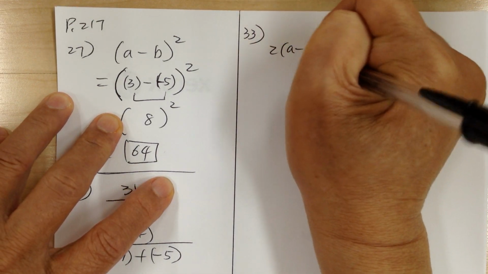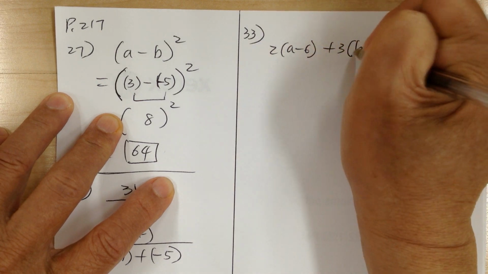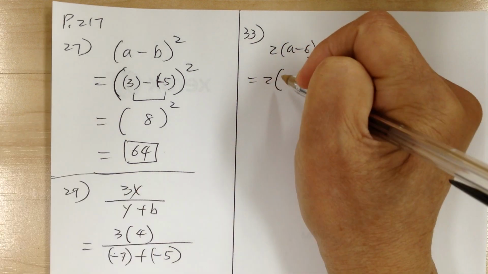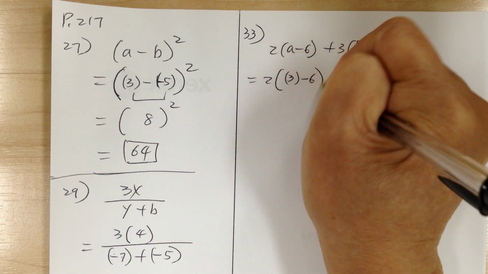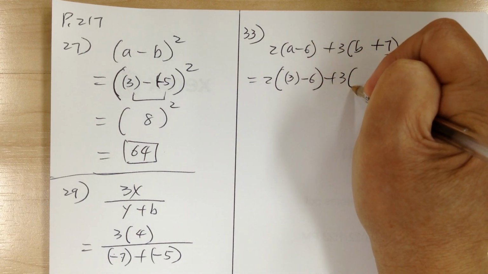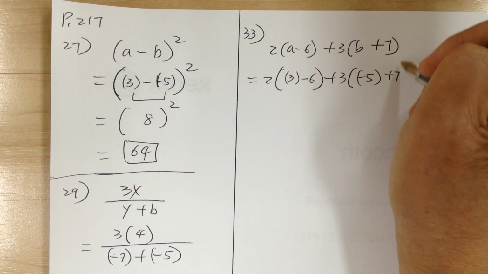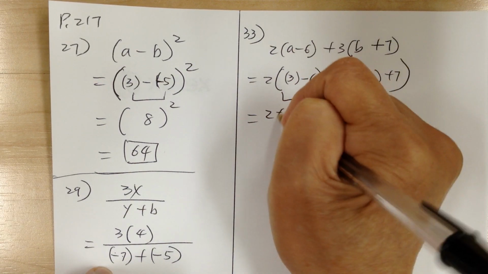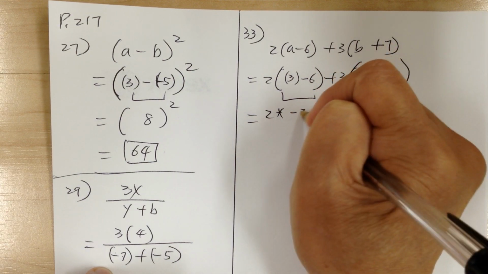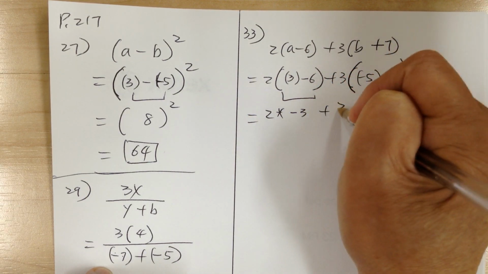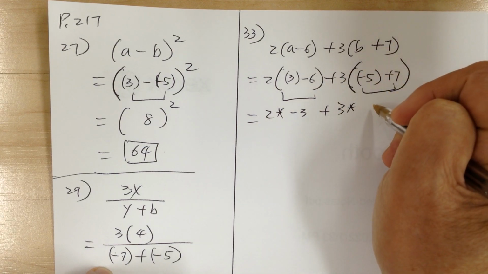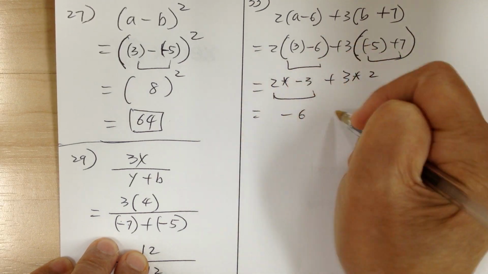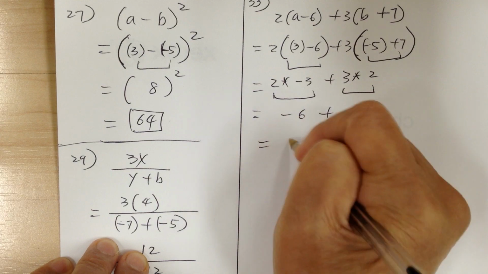Okay, you have 2 times a minus 6 plus 3 times b plus 7. Let's substitute. So a equal to 3, b equal to -5. Let's work these things out. This means multiply, so this becomes -3. Again, this means multiply, so this becomes +2. Then work it out: -6 plus 6, and this equals 0.